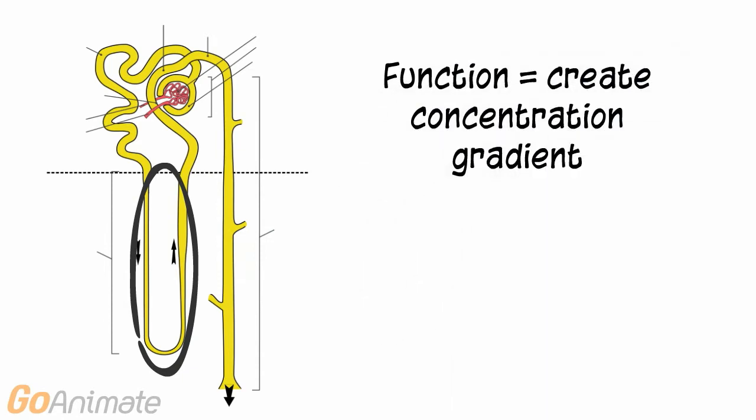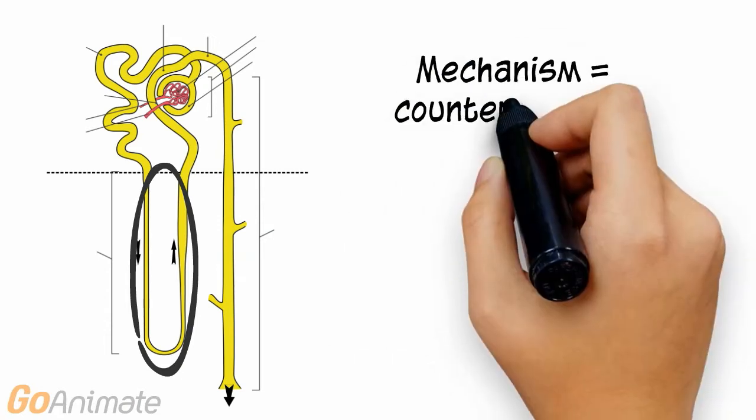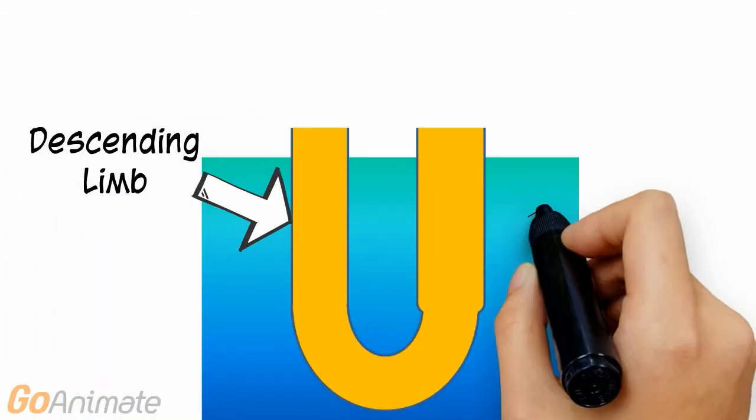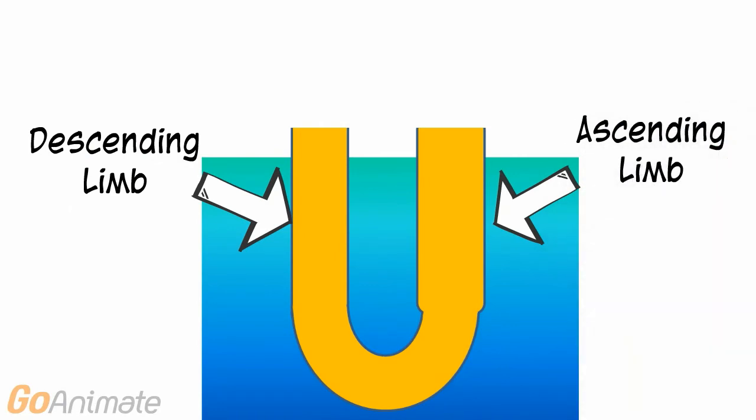The function of the nephron loop is to create a concentration gradient. This mechanism is called a countercurrent multiplier. Let's take a closer look. The nephron loop contains a descending limb, sometimes called the thin segment, and an ascending limb, sometimes called the thick segment.